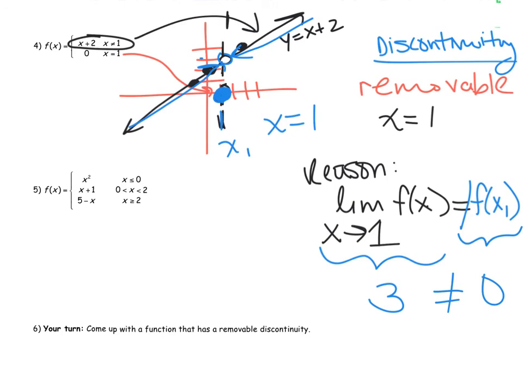Because again, as the limit approaches 1 from the left and the right-hand side here, we're approaching a y value of 1, 2, 3. But my value for f of x equaling 1 is 0. These values don't match.